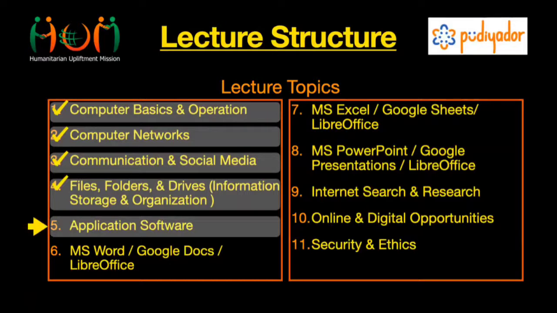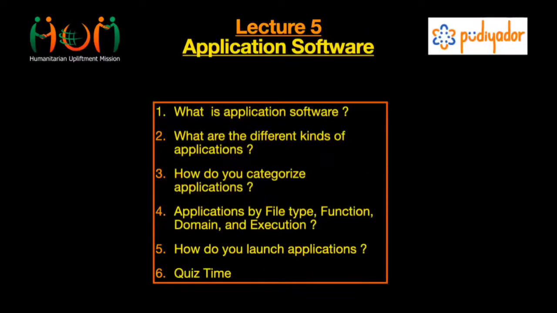So this is the fifth in the series of lectures. We've already finished 4, check here. At the end of this lecture, you need to be able to answer the questions: what is application software? What are the different kinds of applications? And how do you categorize applications?